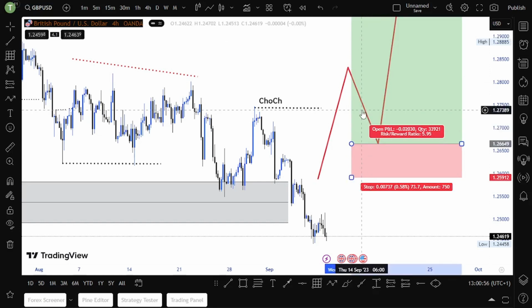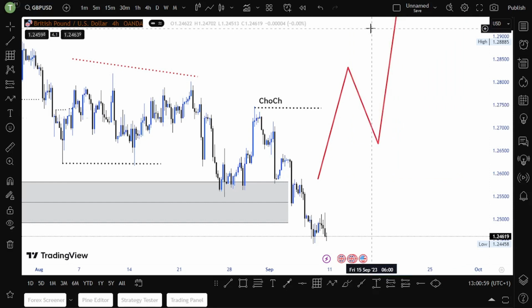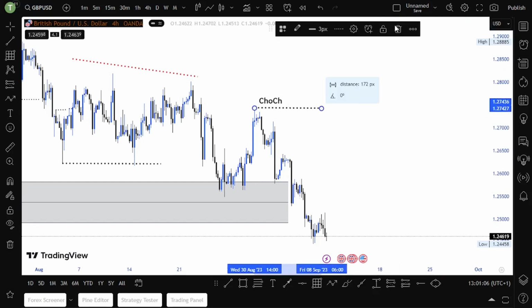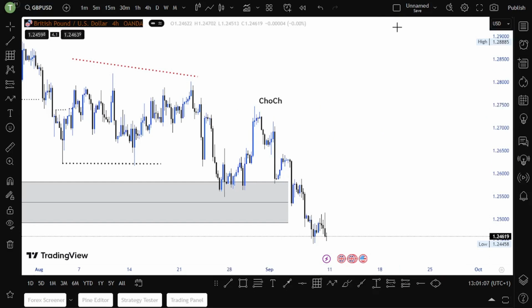What do we do in this case? So I did not place any trade on the GBP USD, because I was just waiting for a change of character to the upside to happen. But since it didn't happen, we move on.